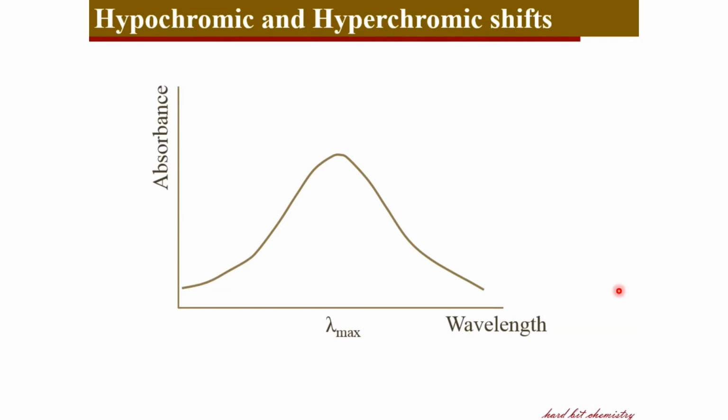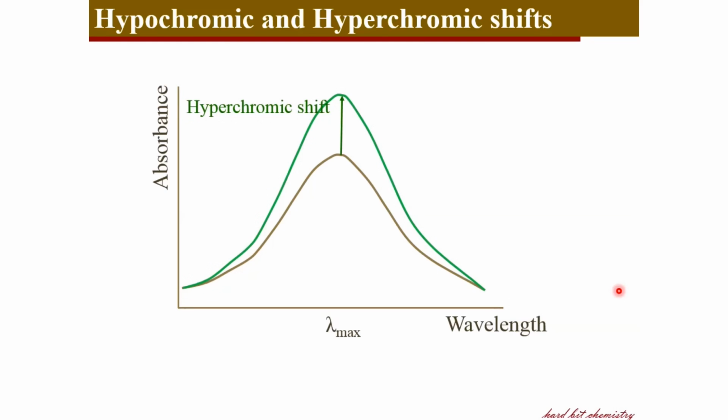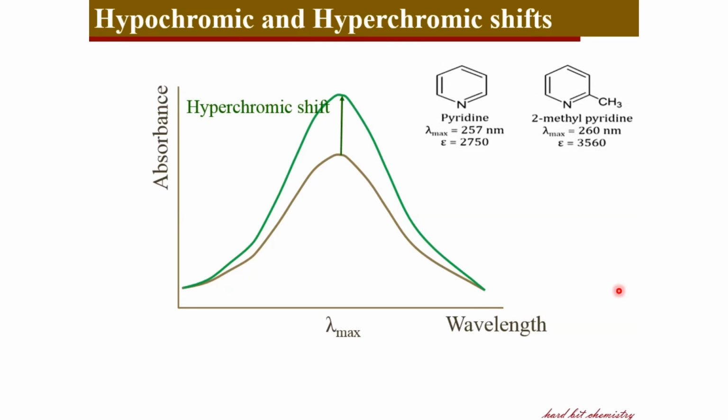That is, absorption intensity can be shifted to a higher value, as reflected by the epsilon value, and such a shift is called a hyperchromic shift. Here you can see in this example, pyridine absorbs with an epsilon of 2750 units, and when it is methylated at the second position, the intensity of absorption increased with a higher epsilon value of 3560. Such a shift is a hyperchromic shift.